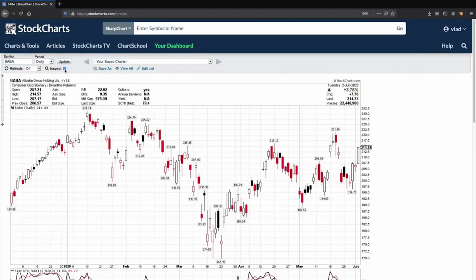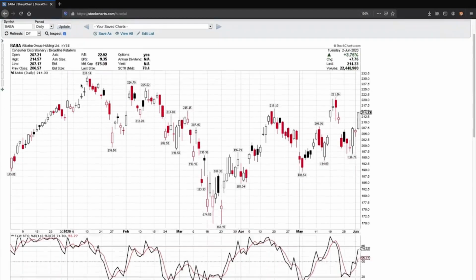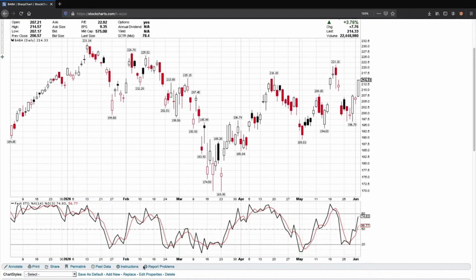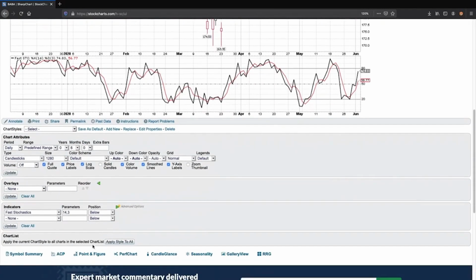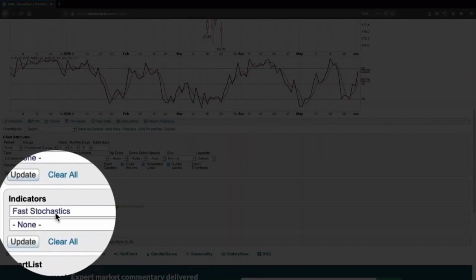So here we have a stock of BABA, Alibaba Group Holdings. When we're looking at this chart, there's a lot of ups and downs here and a lot of volatility. And when we compare it to the stochastics, which is usually on the bottom, whenever you go to a chart, they'll give you an opportunity to put certain things like indicators right here. So I have something called fast stochastics. There's fast and there's slow.